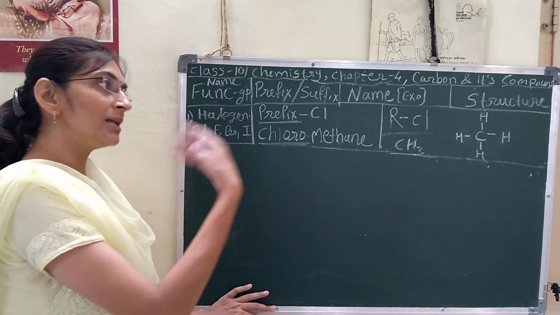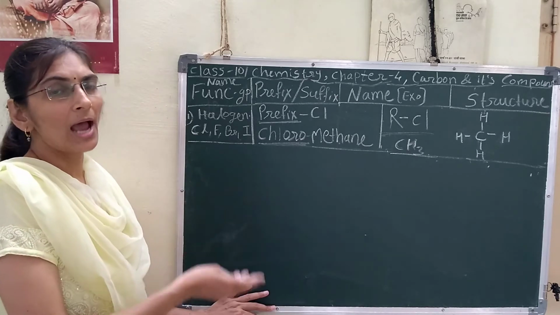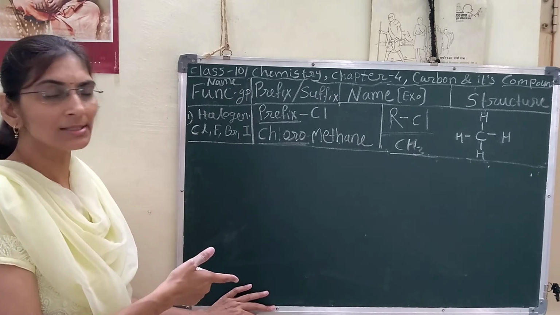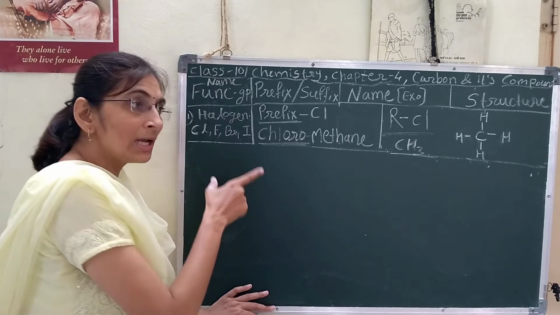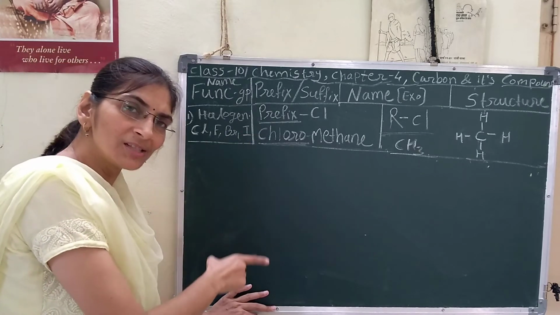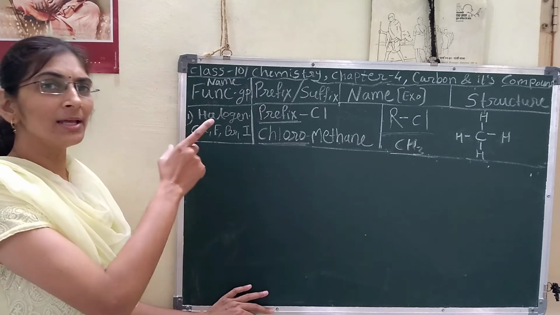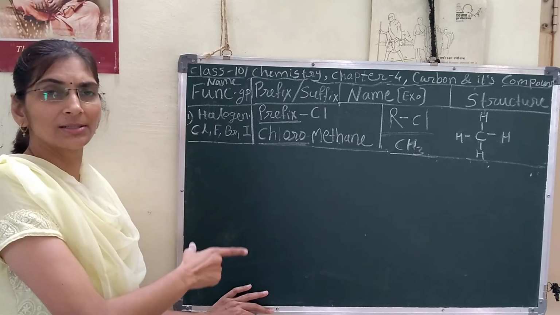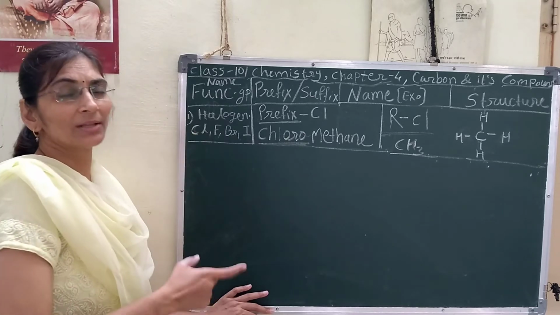So in the next topic we will see homologous series. And what is meant by homologous series? Homologous series means by taking one particular functional group, how the series is formed, and that series is called the homologous series. But in that particular homologous series, the functional group should be the same. Then it is called the homologous series.